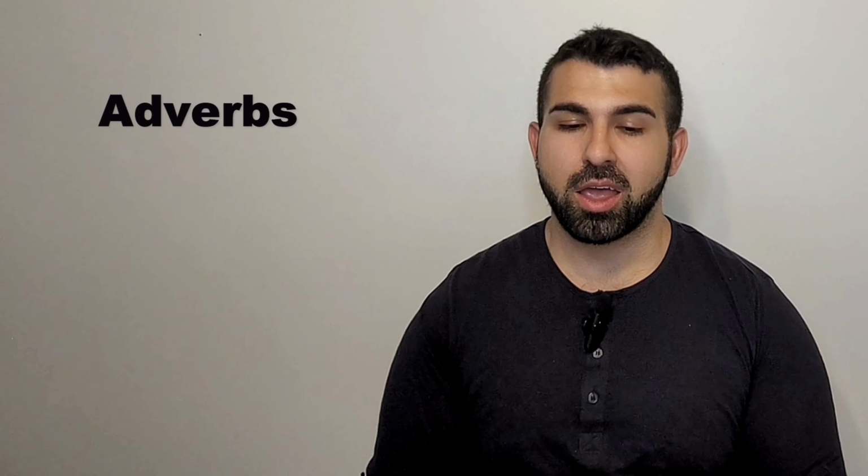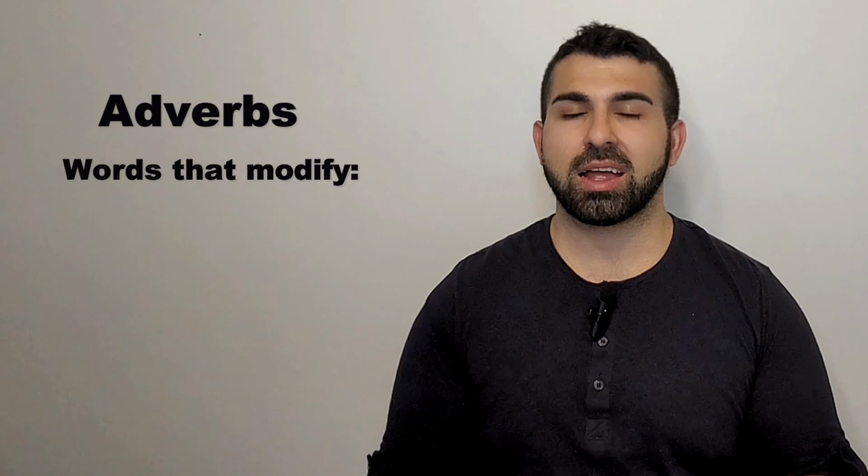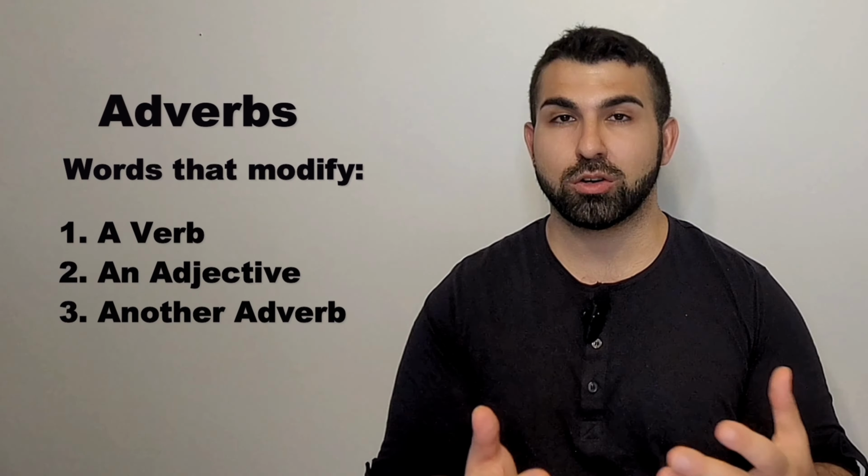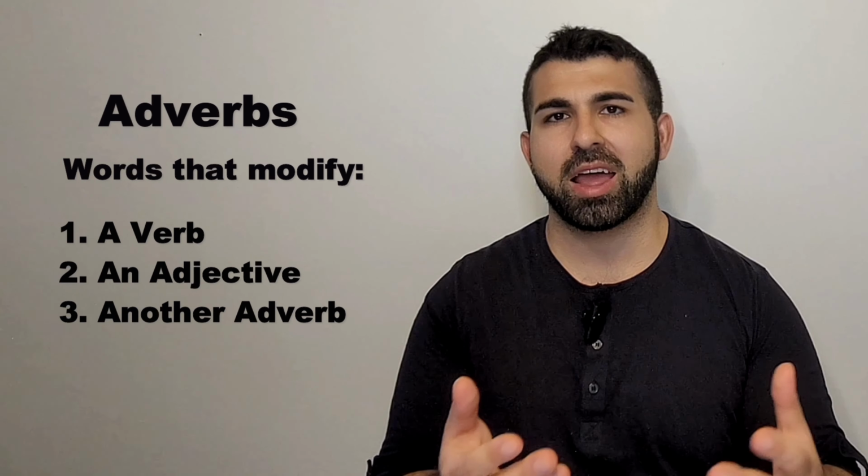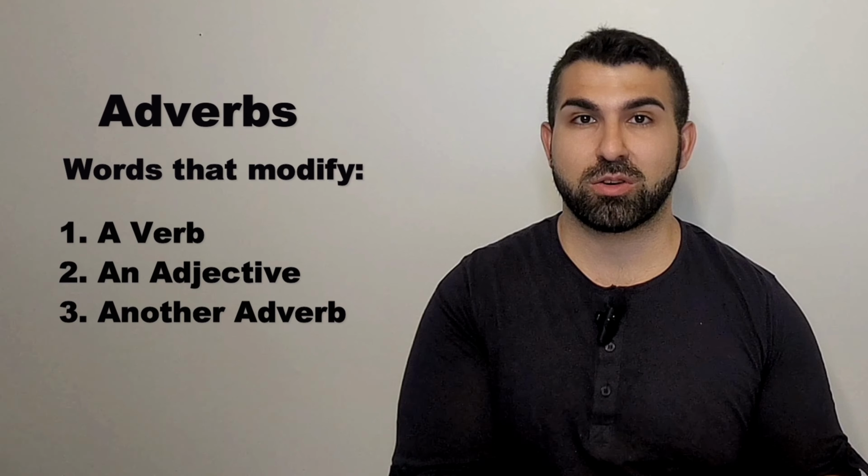Now let's move on to our fourth part of speech, which is the adverb. An adverb is a word that can modify a verb usually, but it can also modify an adjective or another adverb. It usually tells us how, when, where, or to what extent something is happening. I like to remember adverb as just that. It adds to the verb.